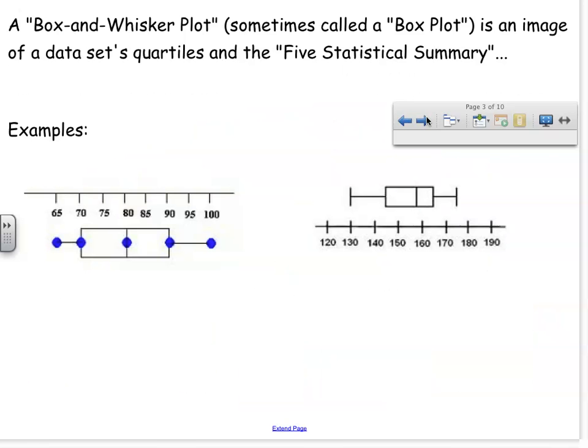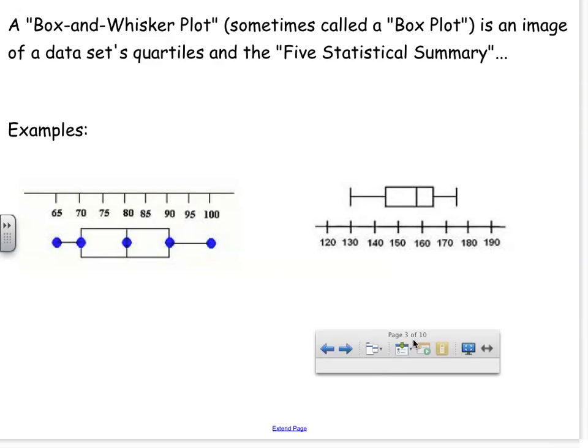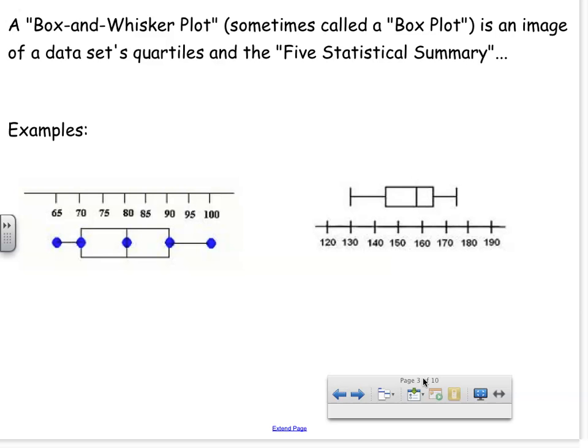So what does all of that mean? Well, let's take a look at what a box and whisker plot looks like. A box and whisker plot, which is sometimes called a box plot for short, is an image of a data set's quartiles and the 5 statistical summary. So I want you to look at the one on the left, and I'm going to outline a couple things for you. Those blue dots represent the 5 statistical summary. So think of the 5 numbers I just talked about on the previous page.